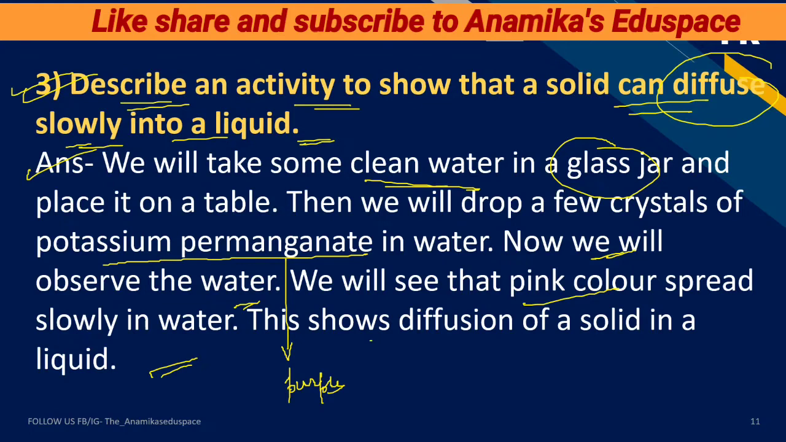This shows the diffusion of a solid in the liquid. Okay. So clearly you will see that when we put a few crystals or a few chunks of potassium permanganate in water, then it will diffuse slowly and it will give you a purple or a pink like appearance, okay, in the water itself, and slowly it will diffuse in the water.